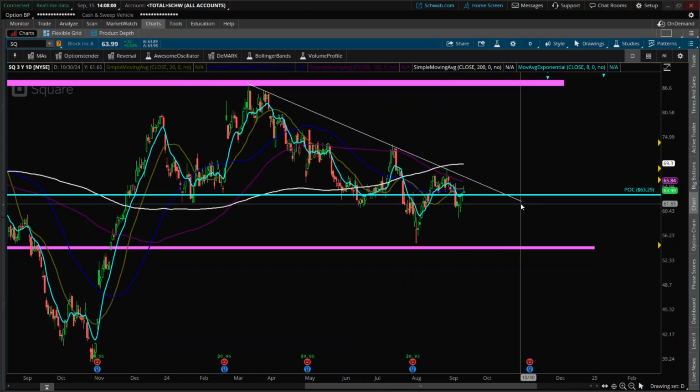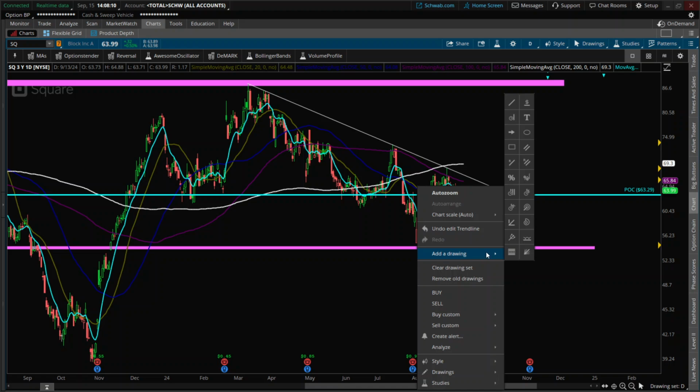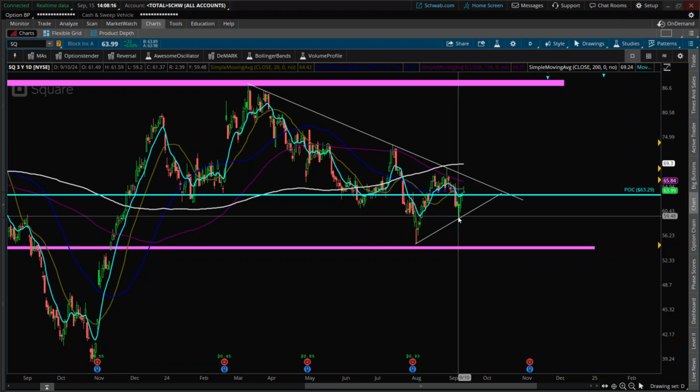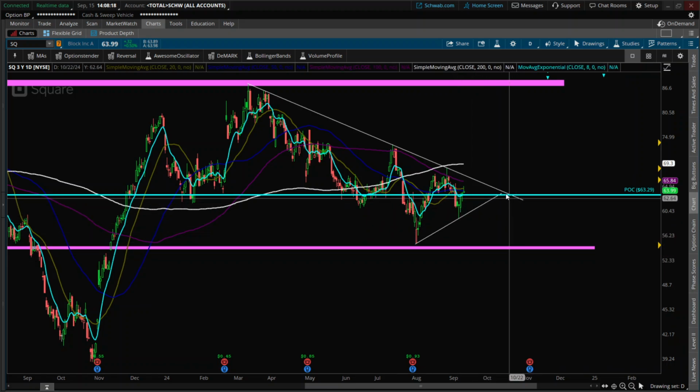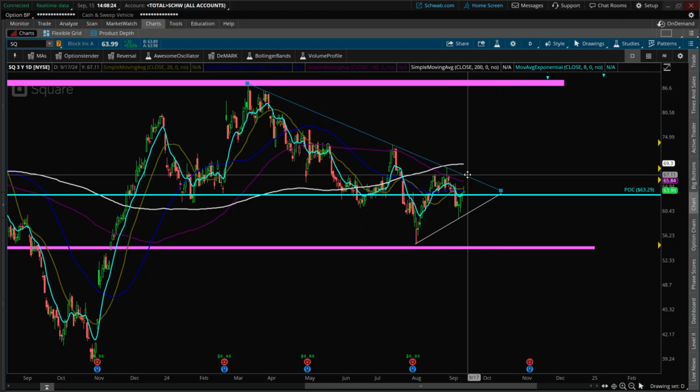And then that coincides with these points here, rejection, rejection. And now we can kind of draw a triangle where we're at an equilibrium. So if we break down from this low here, we know that we're going lower. We break out from this point, and it will be an excellent equilibrium breakout here from this triangle.